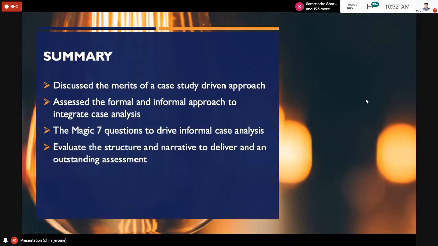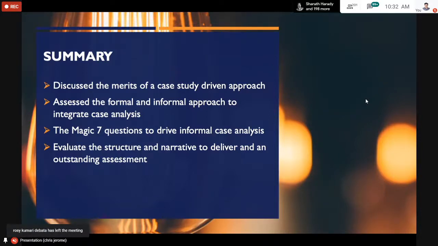We looked at some tools that could be used as part of the case studies. We said the business canvas was a great tool for internal analysis. For external analysis tools, we looked at Porter's 5 Forces for industry analysis, and we looked at PESTEL for macroeconomic analysis. And we said that with these tools and with this structure, we should have a compelling narrative to deliver an outstanding assessment of a case study.